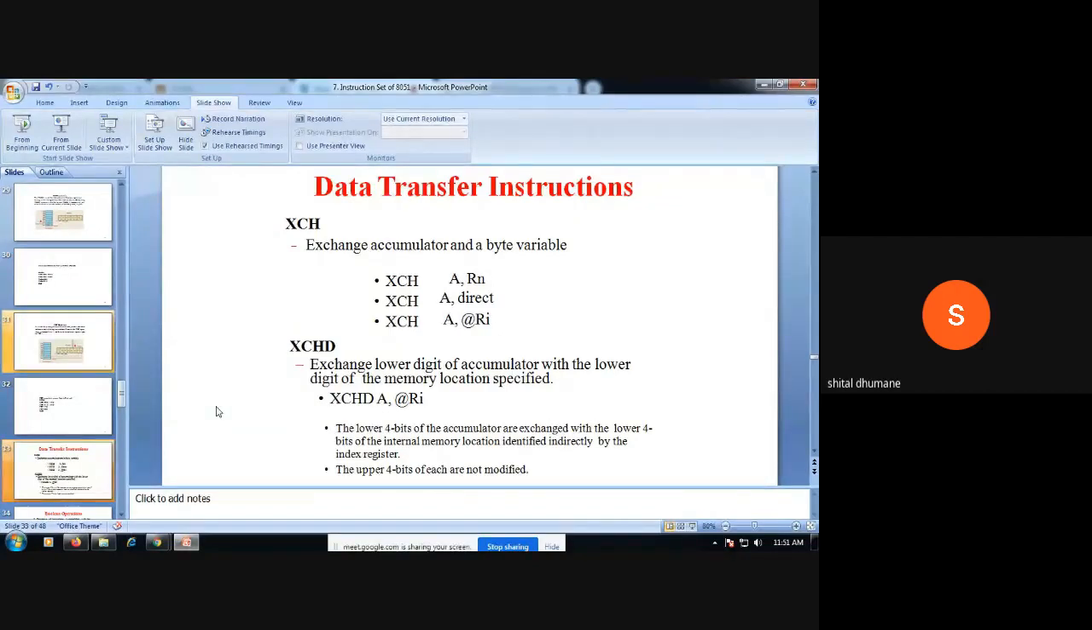That means only the lower nibble will get exchanged. Your upper nibble will remain as it is. So what will happen here? Your accumulator contains 12H and @Ri points to a memory location whose contents are 34H. Only the lower nibble will get exchanged. Your accumulator becomes 14 and that memory location becomes 32. Only the lower nibbles will get exchanged, and the upper nibbles will remain as they are. I will show you an example.